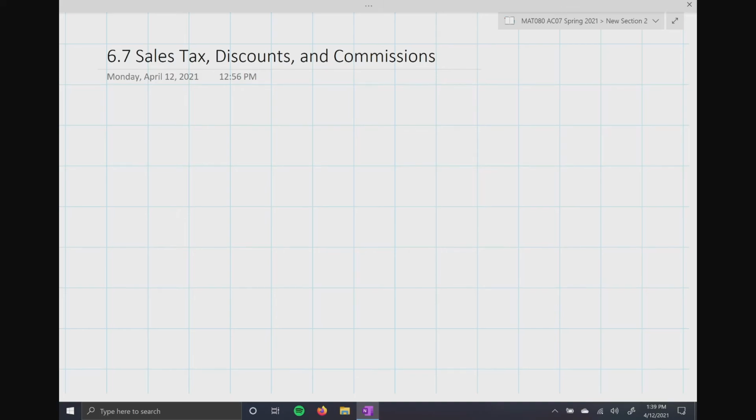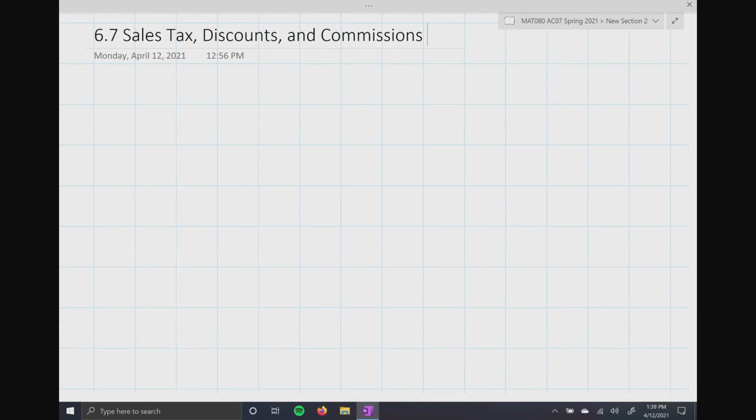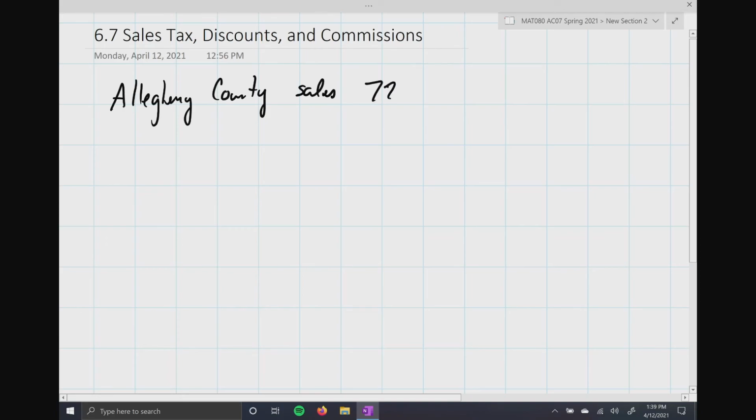But so we are going to assume Allegheny County taxes. So Allegheny County sales tax is 7%. All right?